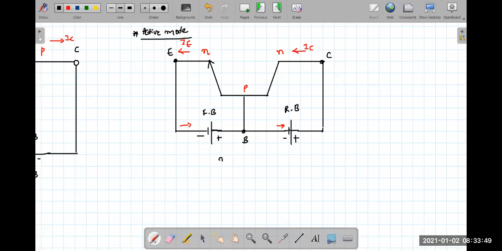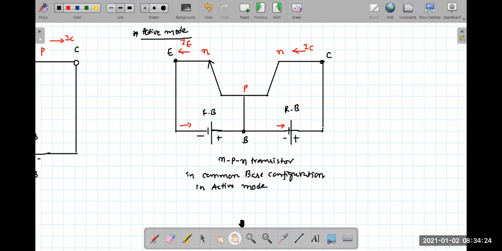So this is an NPN transistor. If I want to talk about this connection, I have to say NPN transistor, here I have connected both the voltages with respect to base, right? So NPN transistor in common base mode, common base configuration, particularly in active mode. Got the logic?